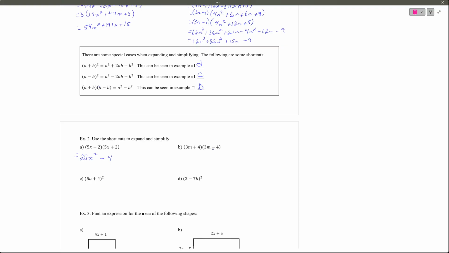Nice. Over on the next one, same idea. We still have a plus b times a minus b. So in this case, we're going to have a squared, which is 9m squared. And we're going to subtract from that b squared, 4 squared, so that's 16, all on its own. 9m squared minus 16. All right, a plus b all squared. There it is, right at the first one. So we take the first term and square it. So that's 25a squared. Now the second term is 2 times a times b. So do a times b first. This would be 5a times 4. That's 20a. Now multiply it by 2. So we have 40a.